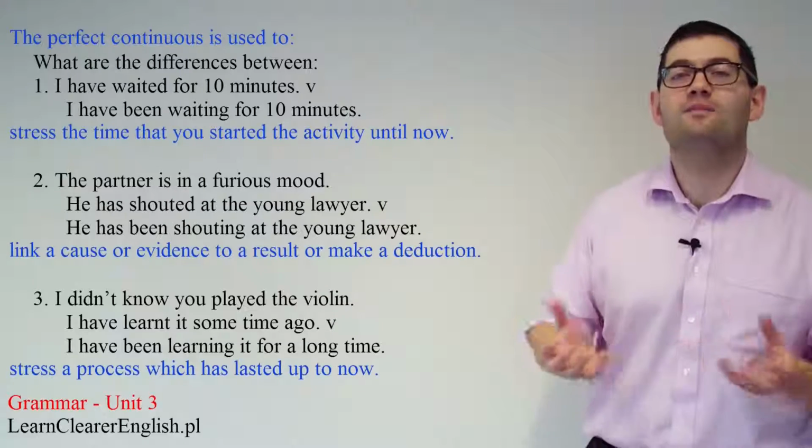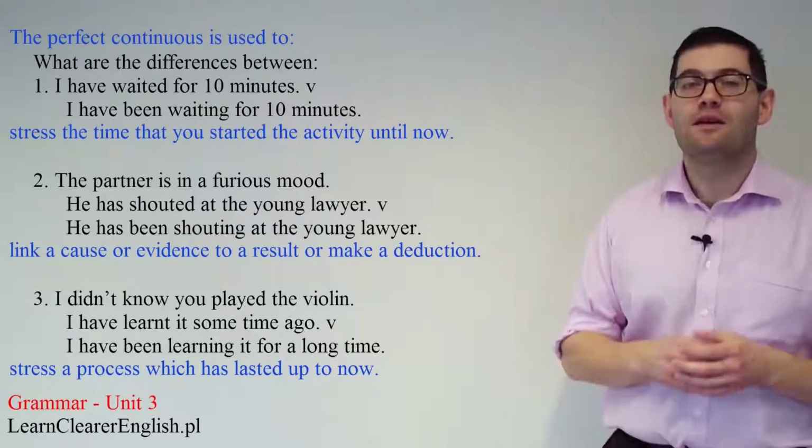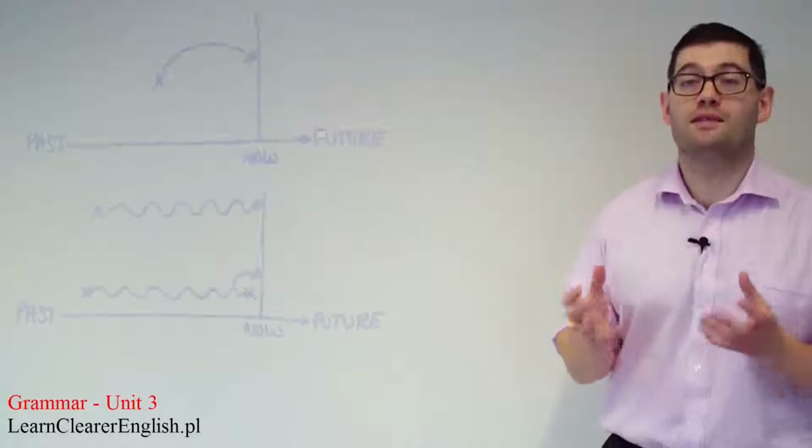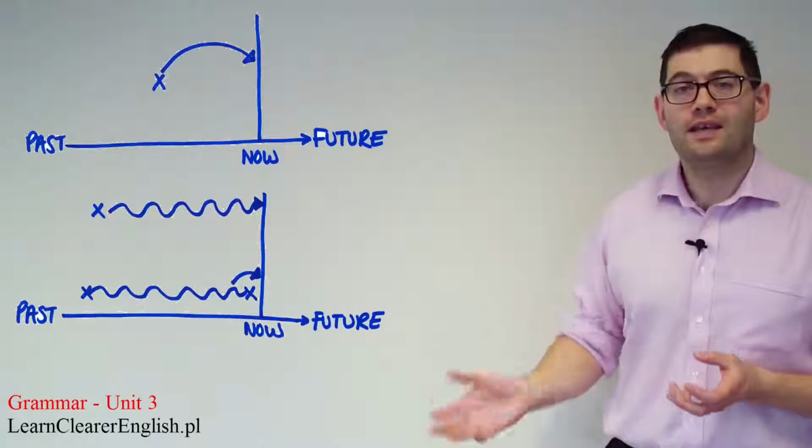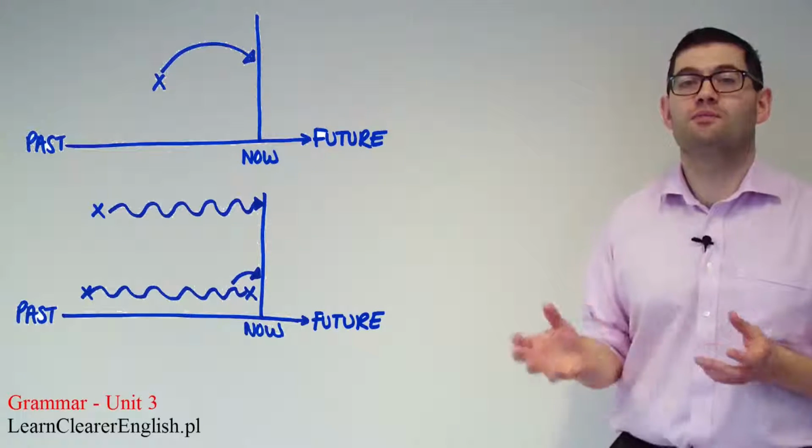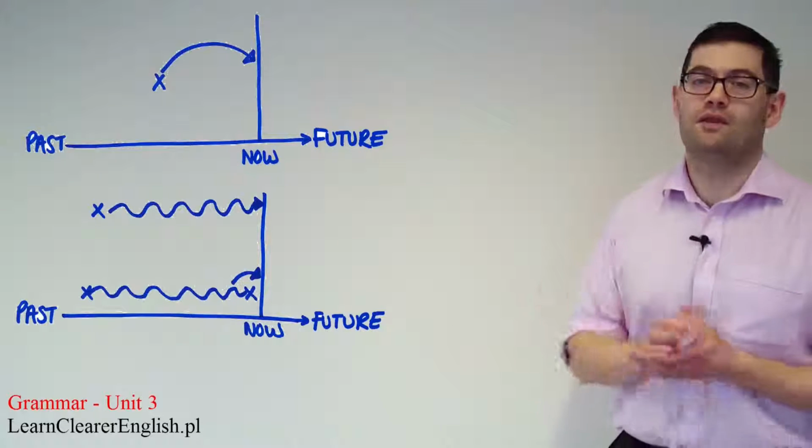We've had a look at how this might be different in 3 example sentences, but it might also be useful to see what this looks like. Here you can clearly see the difference between the present perfect and present perfect continuous.